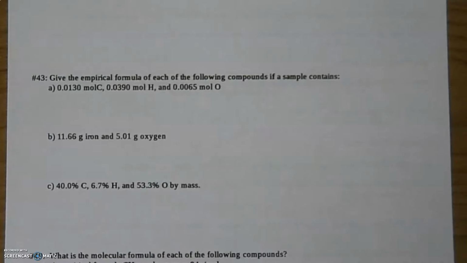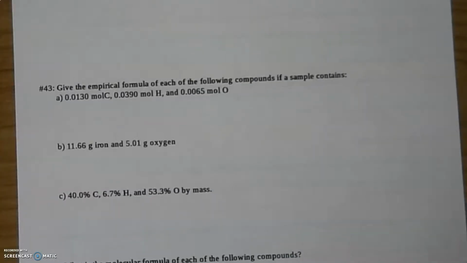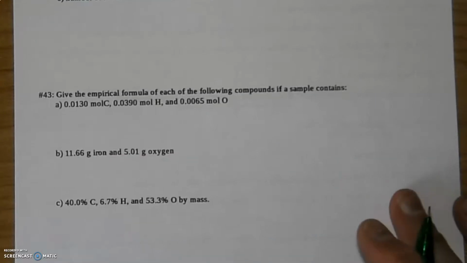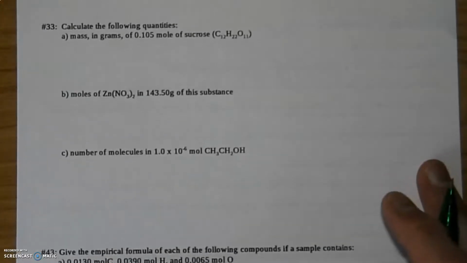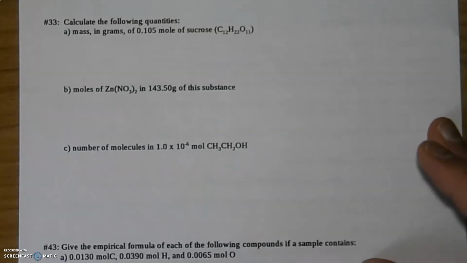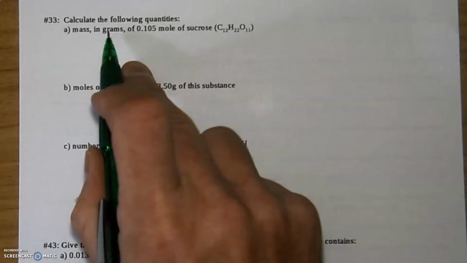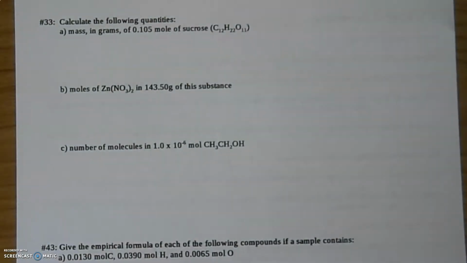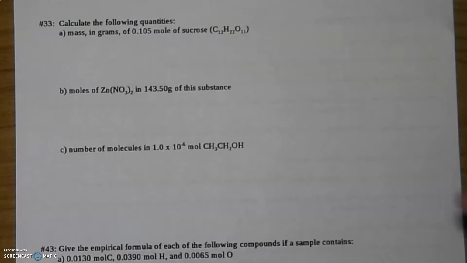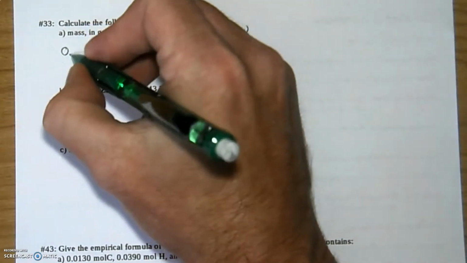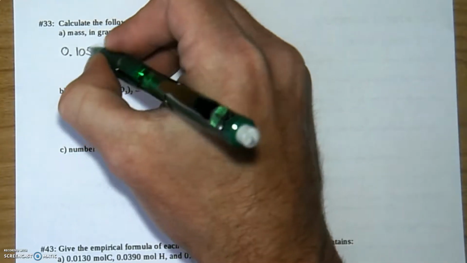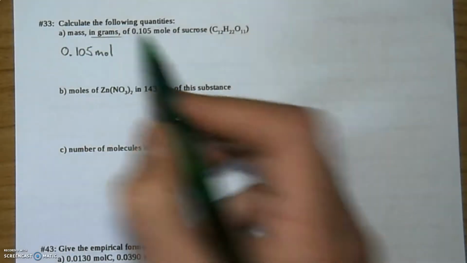Okay, let's look at 33. And I'll get started in this. I'll do one of them, and then we'll break it up and we'll move on to a whole other video for this. So looking at this one here for 33, calculate the following quantities. So I want the mass in grams given the number of moles of sucrose. So this is a conversion using a little dimensional analysis. I have moles, 0.105. And I'm trying to get to grams.